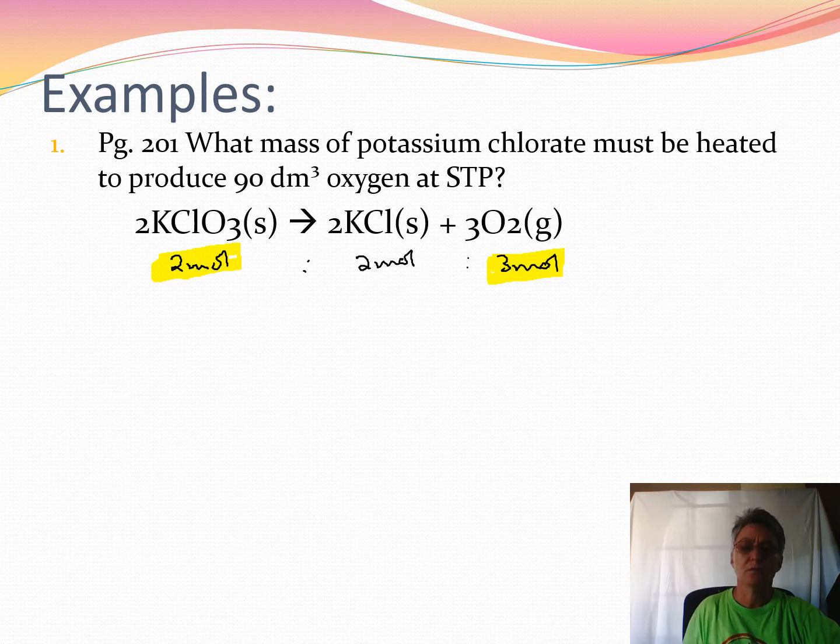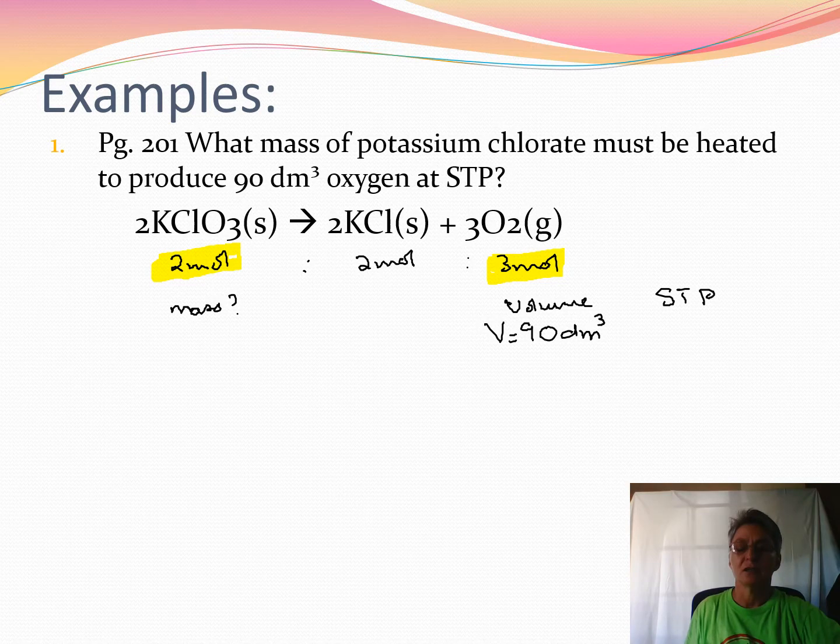Now they're asking for a mass and they're giving us a volume. And they say this is at STP. Now whatever they give us, we need to change that into moles. So they gave us 90 cubic decimeters of oxygen as being formed. I need to change this into moles by dividing by the molar volume at STP. So it's 90 divided by 22.4.